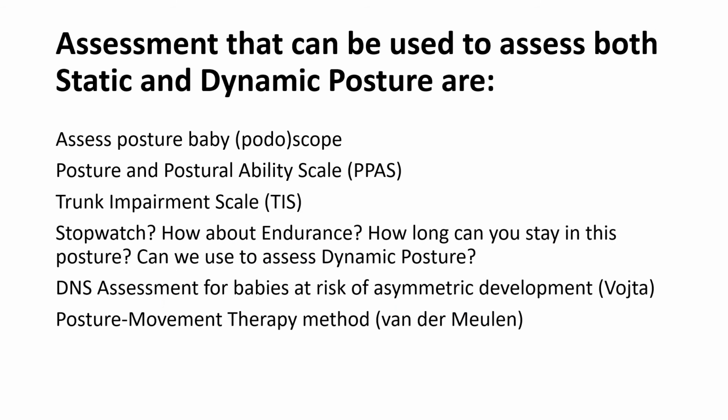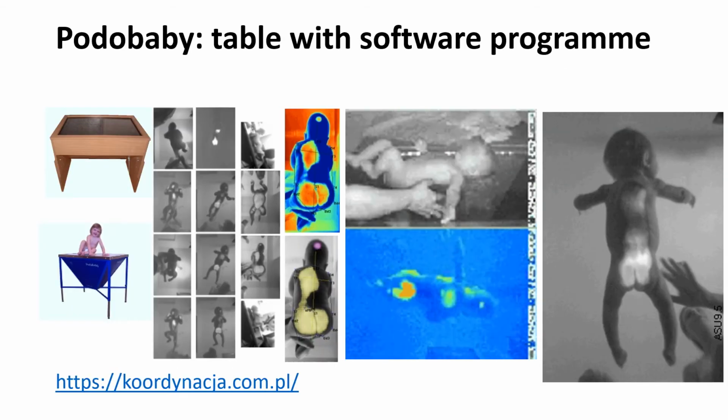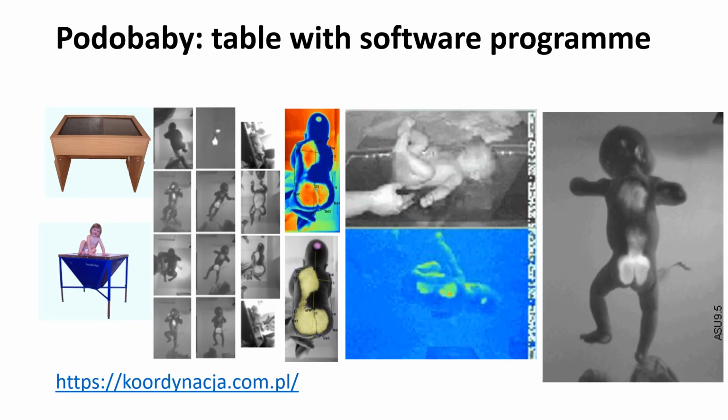The following tests can be used to assess both static and dynamic posture. Postural asymmetry was described in detail by Dr. Vojta at the time. He talked about the central coordination disturbance disorder as one that showed children with postural asymmetry. Our colleagues from Poland have looked at a way to assess this postural asymmetry using a podoscope at first. The Podo baby equipment was developed.